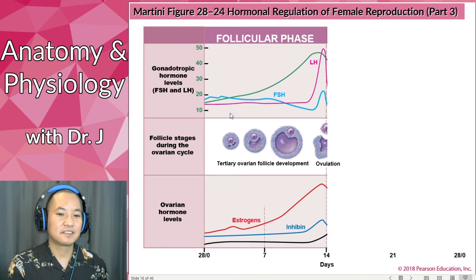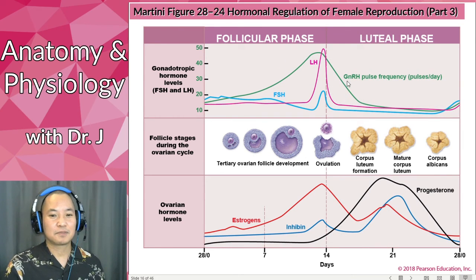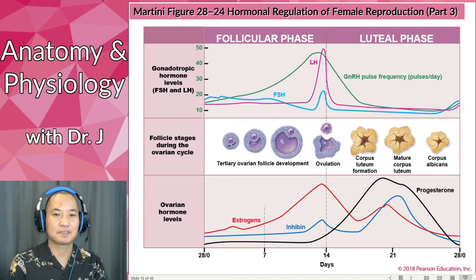Okay, so then you have the follicular phase, and what's happening during the follicular phase? Notice that all these follicles are developing and these hormones are increasing. In fact, this hormone, which isn't being shown yet, is gonadotropin releasing hormone, and the pulse frequency is kind of interesting. GnRH doesn't just gradually build up. It actually occurs in short bursts.